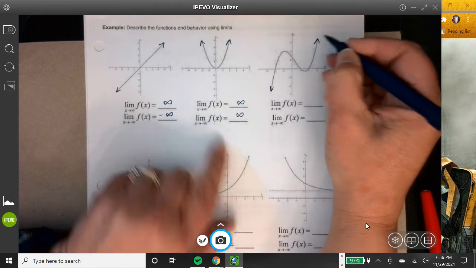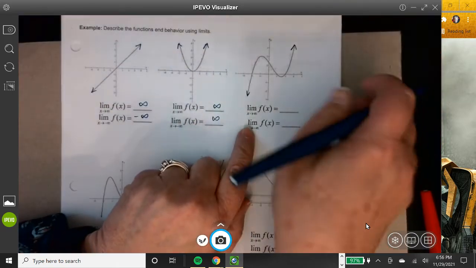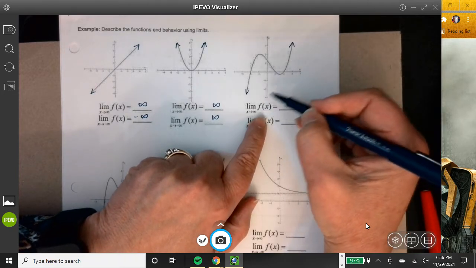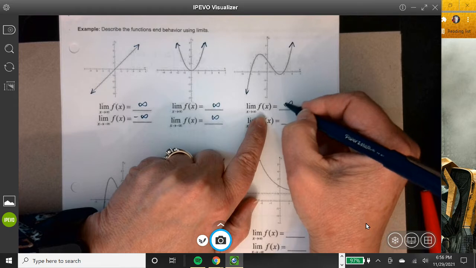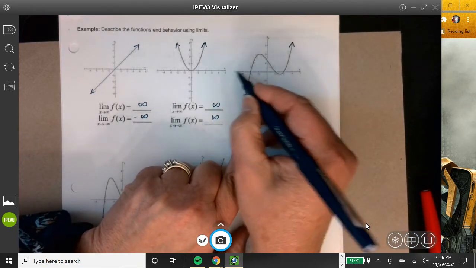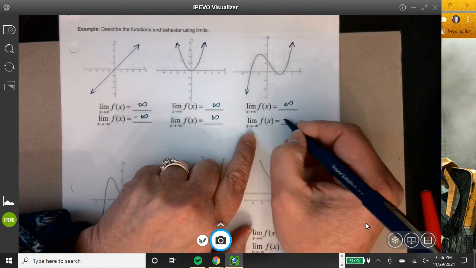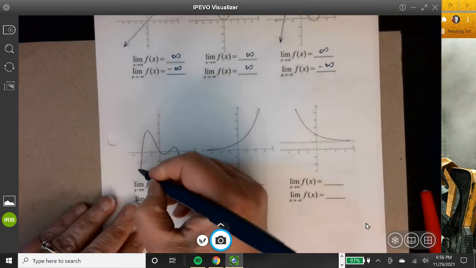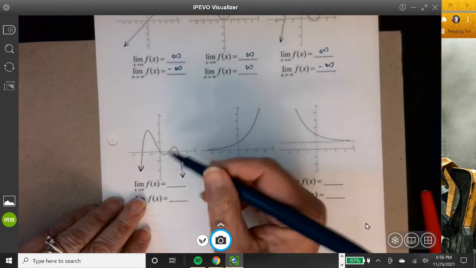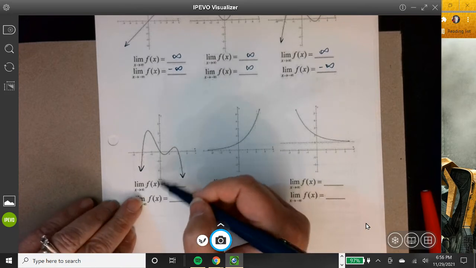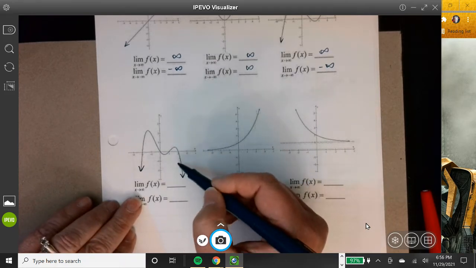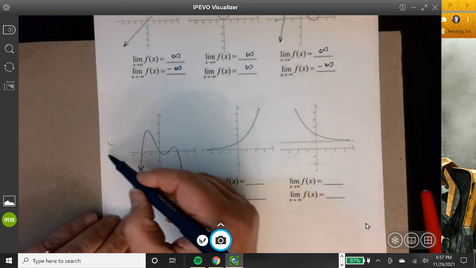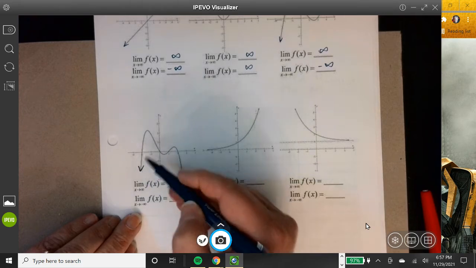This is a cubic. As x goes to positive infinity, the f of x is going to positive infinity. As x goes to negative infinity, the y is going to negative infinity. This is a classic quartic. Okay, this one's got negative end behavior. So the limit as x goes to positive infinity, the f of x is headed to negative infinity. The limit as x goes to negative infinity, as x goes this direction, the f of x is headed to negative infinity.